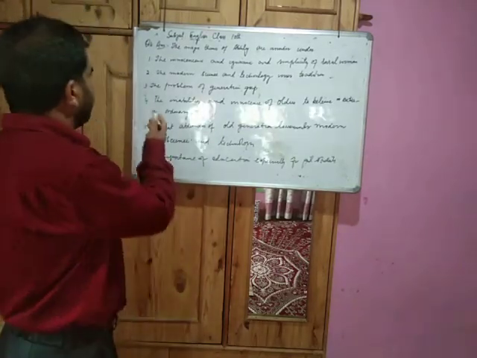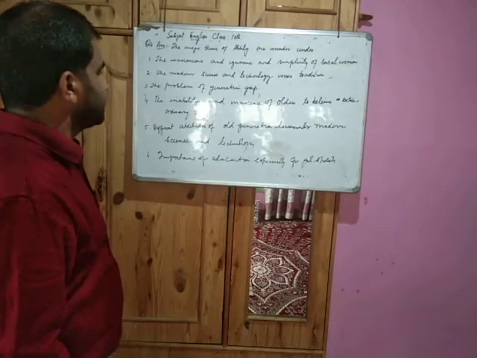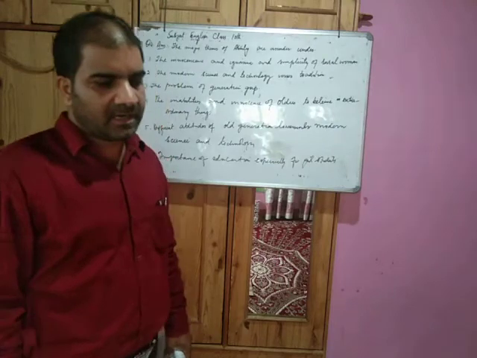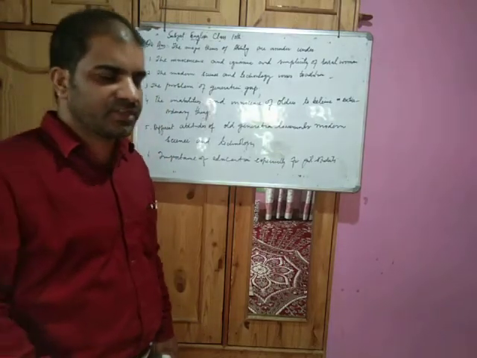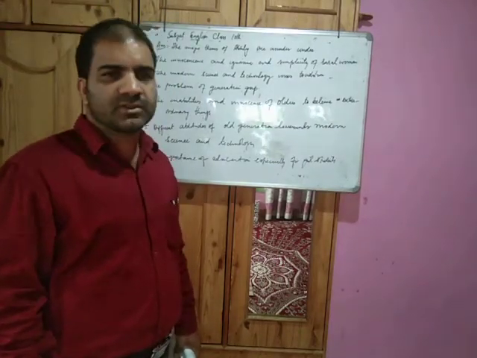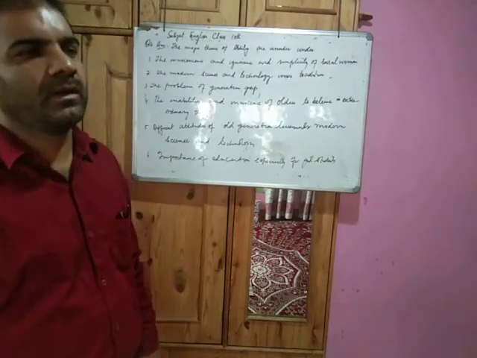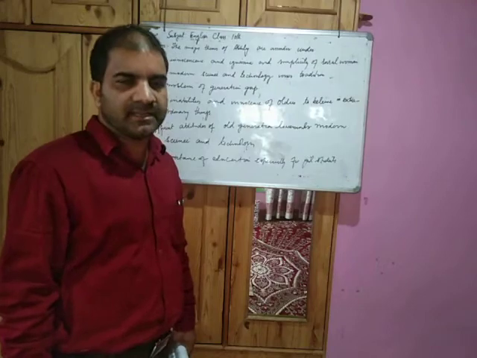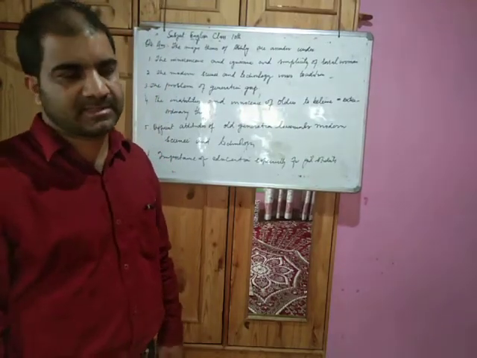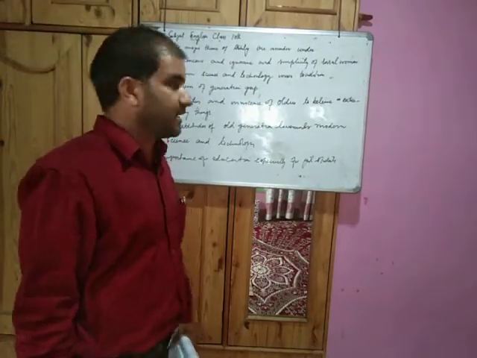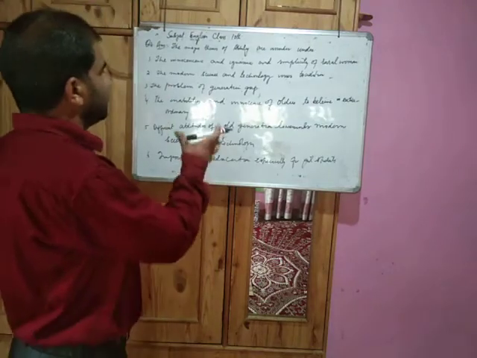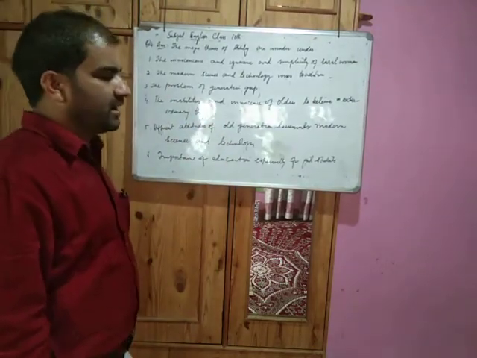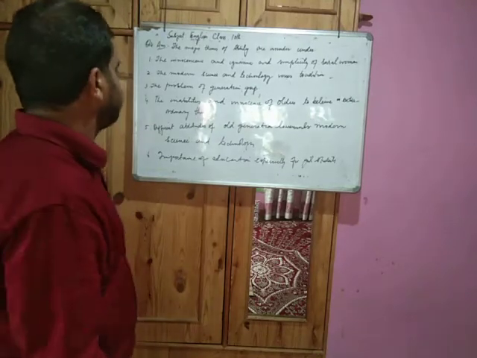So far as the second one is concerned, this is modern science and technology versus tradition. If we see traditionally, the girl students were not sent to school in the early times, but the present age is the age of science and modern technology. So there is a confrontation between these two, modern science and technology and tradition.